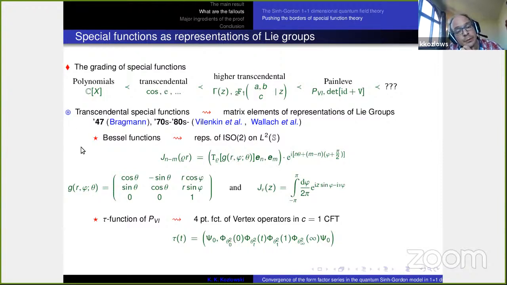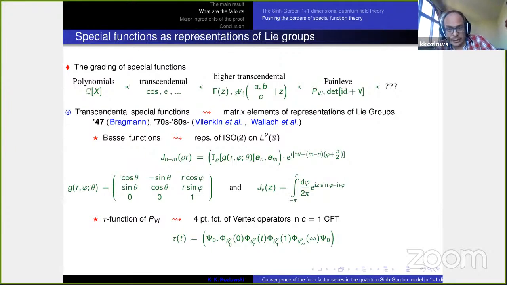Just to give you an example of how it works, consider the motion group on the plane, composed of rotations and translations on the plane, and consider its representation on the space of square summable functions on the unit circle. A group element of this motion group consists of a rotation with angle theta and translation of modulus r, and angle with the OX axis by phi.